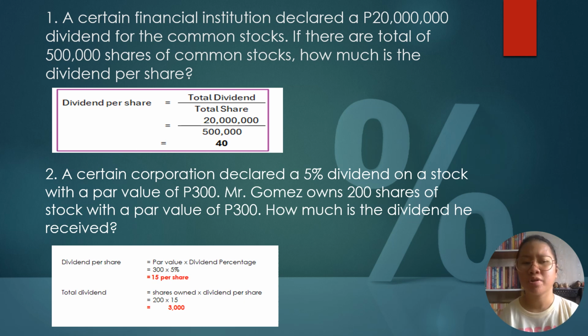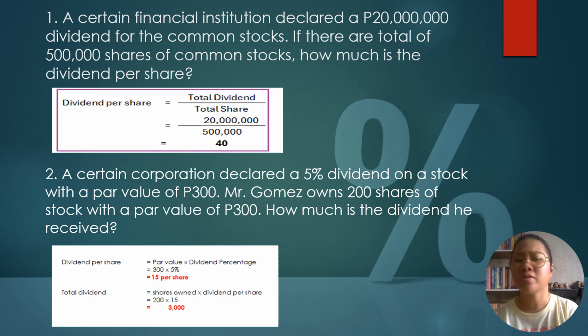Now, let's answer these examples related to stocks. A certain financial institution declared a 20 million dividend for the common stocks. If there are a total of 500,000 shares of common stocks, how much is the dividend per share? The total dividend is given, which is 20 million, and the total shares is 500,000. To get the dividend per share, we will simply divide the total dividend of 20 million by 500,000 total shares. Therefore, the dividend per share is 40 pesos.